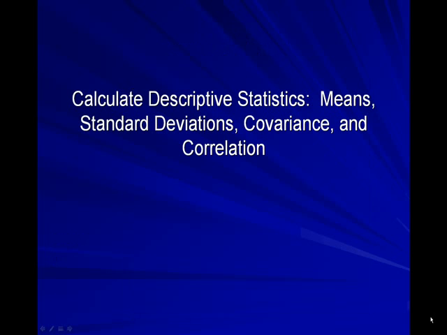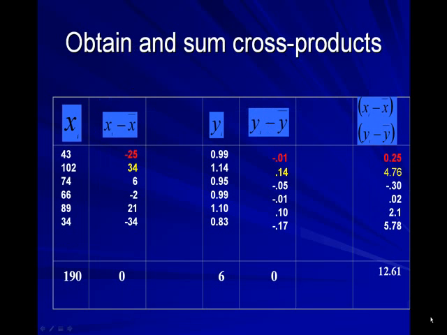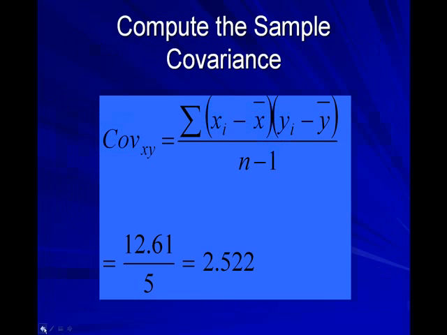So now we'll compute descriptive statistics. I already had those sums there, and there were sample sizes of 6, so we can get the sample means easily enough. The deviations for both the x's and the y's. And then I multiplied those deviations to get the cross products. So minus 25 times minus 0.01 is 0.25, and so on. Then I have the sum of the cross products is 12.61. You could also note that the sums of the deviations for both x and y are 0, as it should be. So I take the sum of those cross products, the 12.61, divide by n minus 1, and I get a covariance of 2.522.